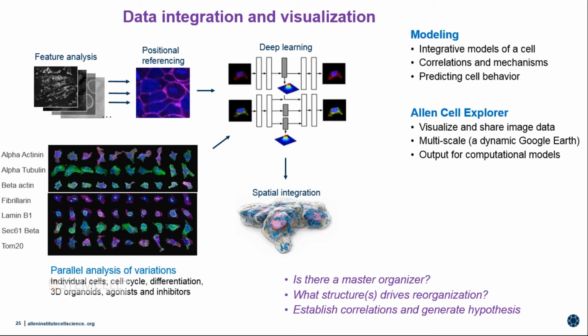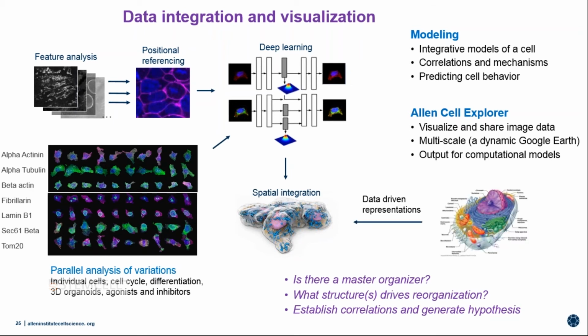And this is where our Allen Cell Explorer comes in. This is how we want to help people look at our data, go in, and we have a visualized, and I'm going to show you an example in the next slide, a multi-scale view of the cell, kind of like the Google Earth, but the Google cell. And we will also share our computational models, and we're trying to do as much open source software as possible, so anybody can come in and look at the data and do your own search and go from there.